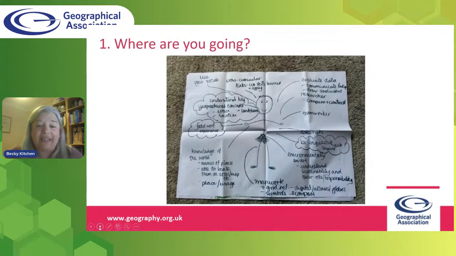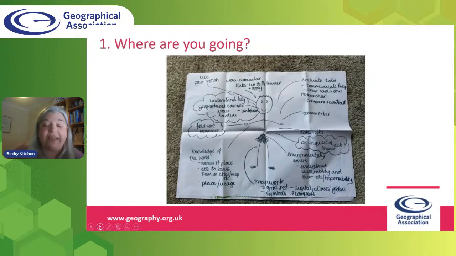Now, to a certain extent, particularly at Key Stage 4 and Key Stage 5, that's already dictated through the specifications that you choose to teach for GCSE and A-level. But there's a lot more freedom at Key Stage 3. And so one of the things I think it's quite useful to do is to start by drawing yourself a stick person. And this stick person is going to represent what you want your ideal geographer to look like by the end of Key Stage 3.